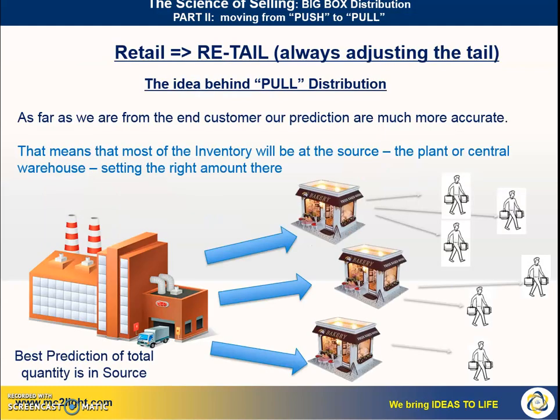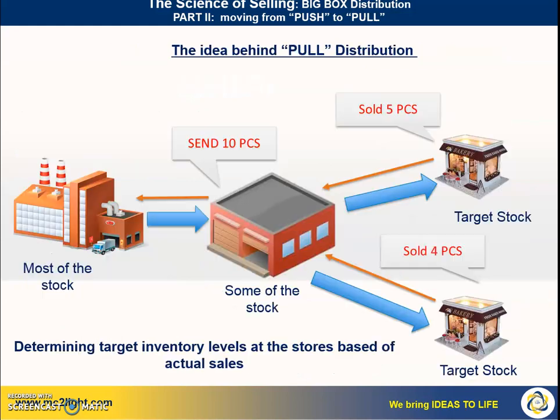So the concept is, the farther we are from the end consumer, the more accurate our predictions are. That means most of the merchandise, our stock, is going to be in the plant or in the warehouse, in the source. That's where the prediction is going to be better.